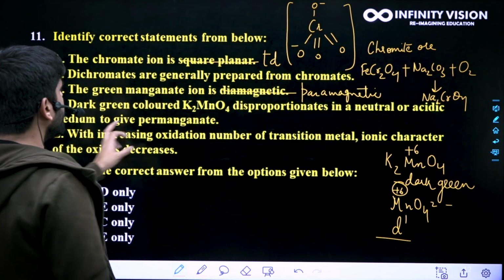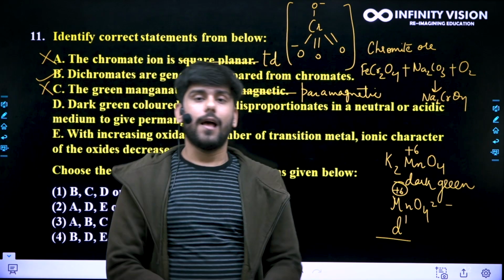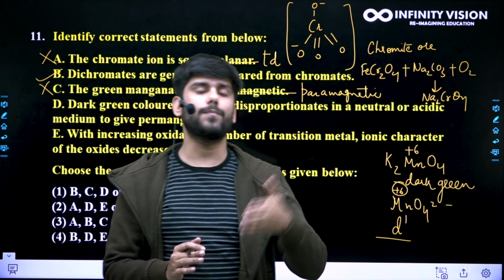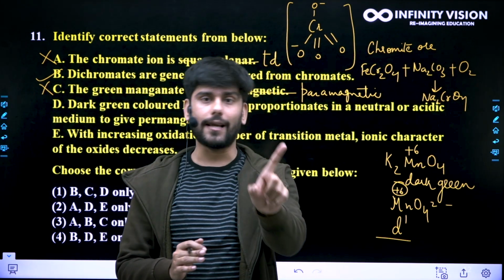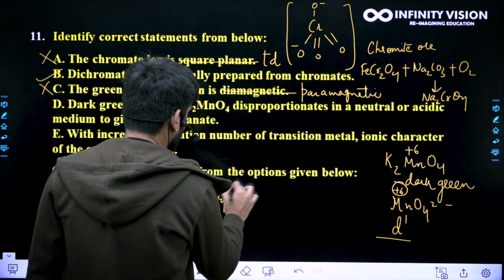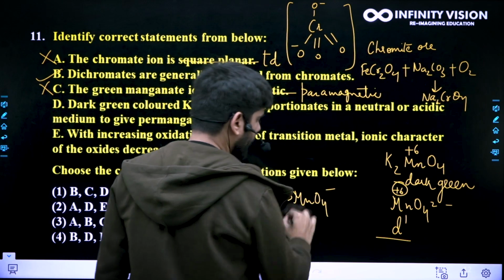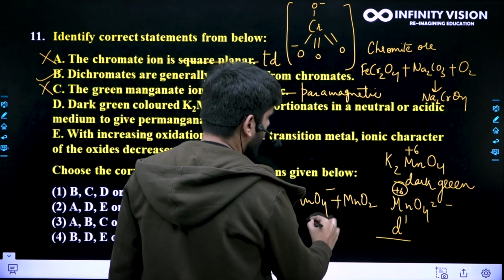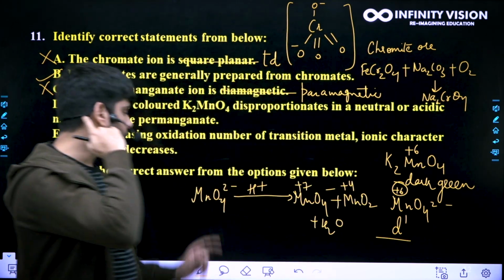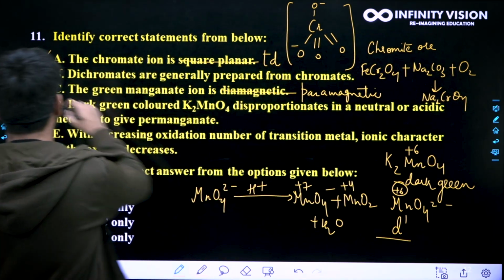The next statement: dark green colored K2MnO4 disproportionates in neutral or acidic solution. Yes, we know that MnO4 2 minus, in the presence of an acid, disproportionates into permanganate ion, MnO4 minus, and MnO2, right? So we can show it like this: MnO4 2 minus in the presence of an acid disproportionates into permanganate plus MnO2, and obviously there is water. So it is +7, it is +4. So the same species is getting oxidized as well as reduced. Yes, it disproportionates, absolutely correct.